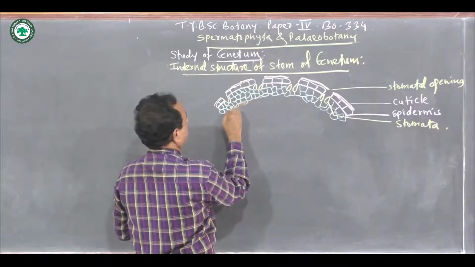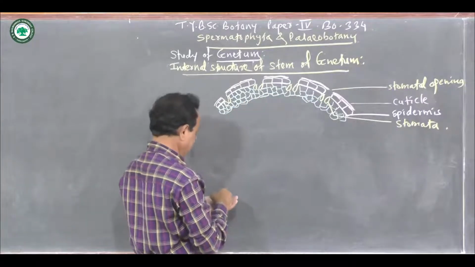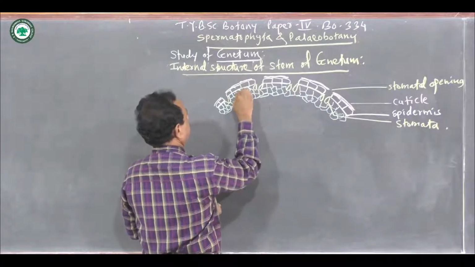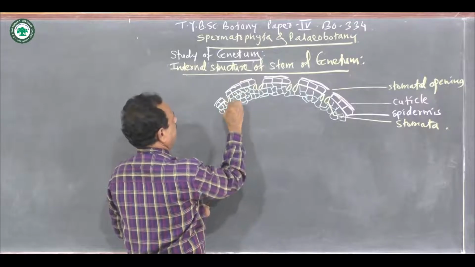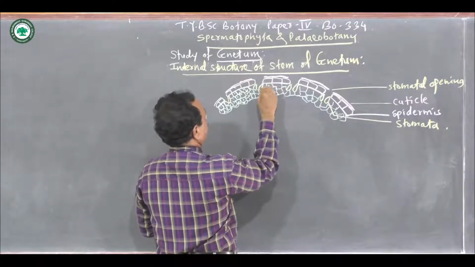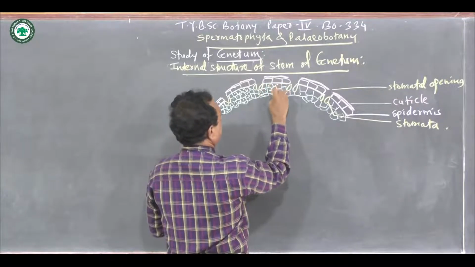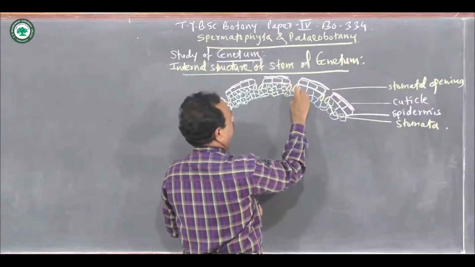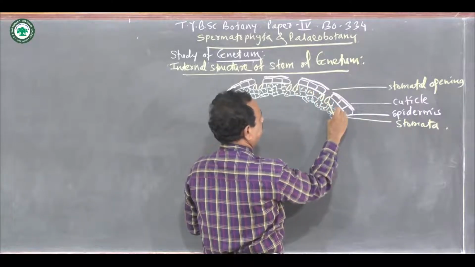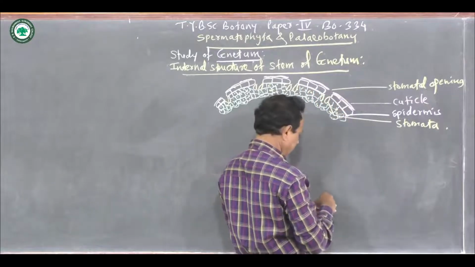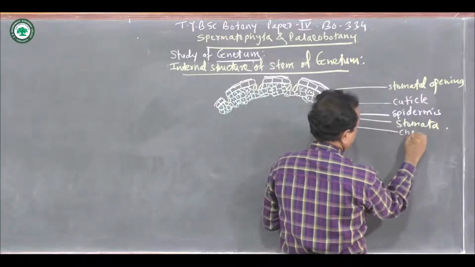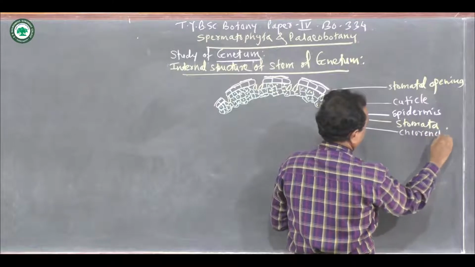Cells are compactly arranged without intercellular spaces, and they show the presence of chloroplasts. So this outermost layer of the cortex is known as the chlorenchymatous layer or chlorenchymatous cortex. This is the chlorenchyma layer.